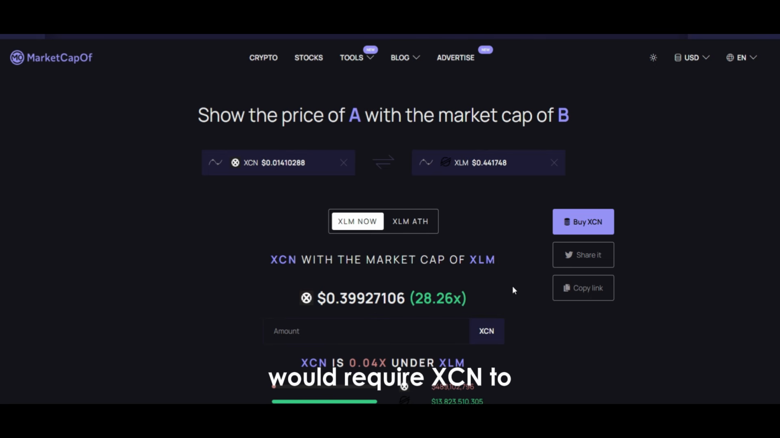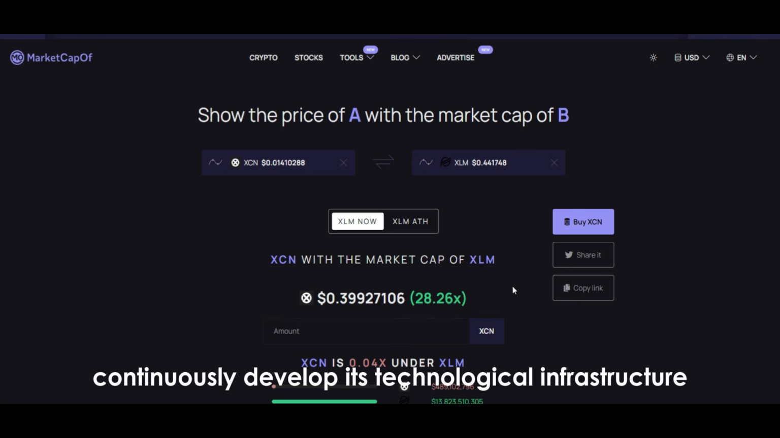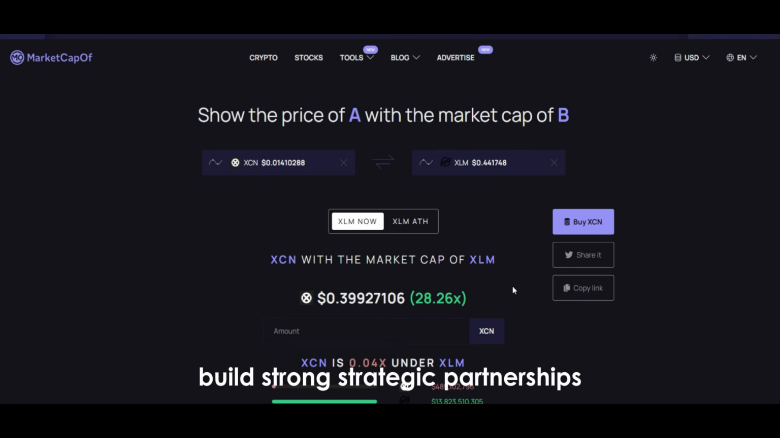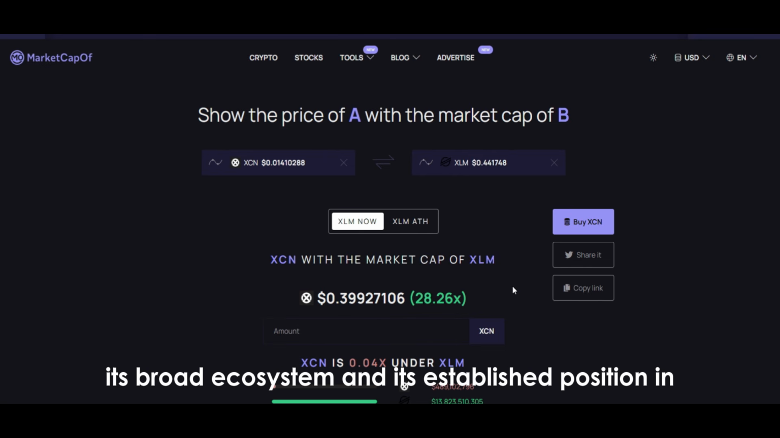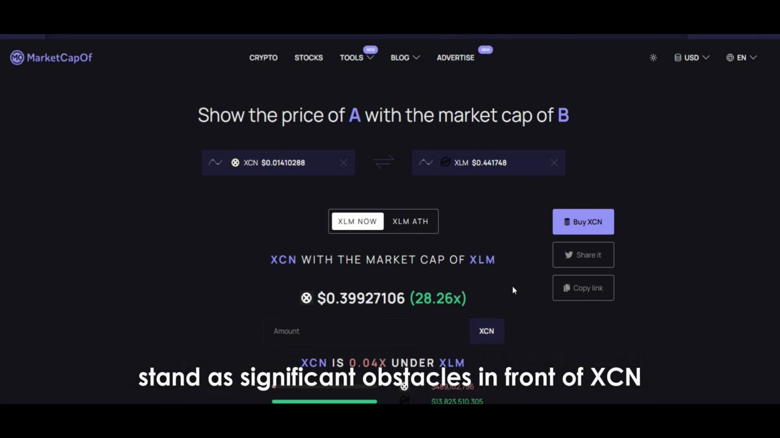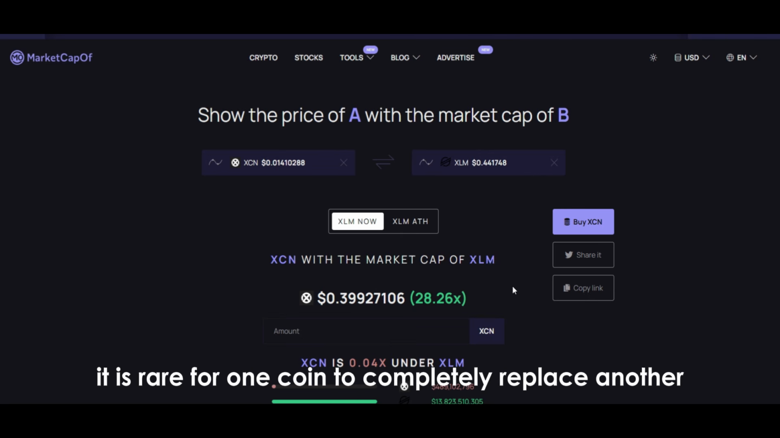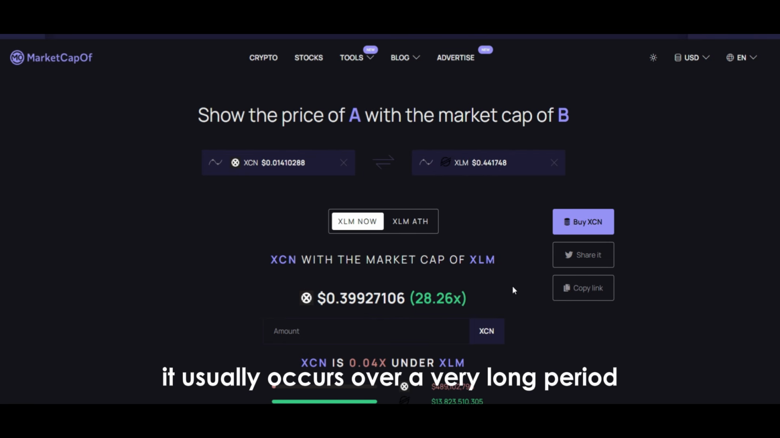Achieving this would require XCN to continuously develop its technological infrastructure, build strong strategic partnerships, reach large user bases, and succeed in regulatory processes. However, the strong foundations XLM has built over the years, its broad ecosystem, and its established position in international financial markets stand as significant obstacles in front of XCN. In the crypto markets, it is rare for one coin to completely replace another, and when it happens, it usually occurs over a very long period.